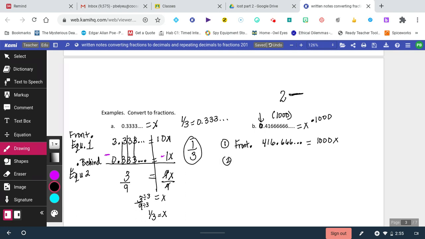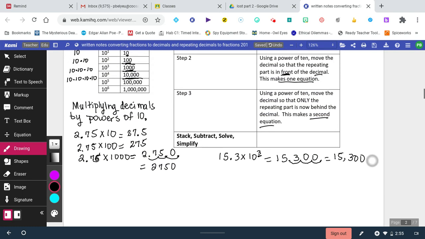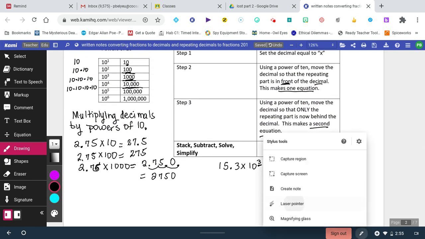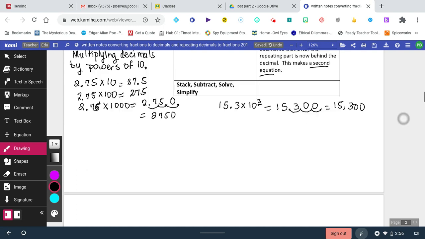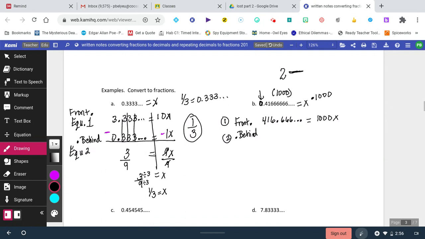Equation 2, I need to get the repeating part behind the decimal. And somebody's going to say, well, Miss Blue, the repeating part's already behind the decimal. Okay, now go back up here. What's the key word? You want to use the power of 10 so that you move the decimal so that only the repeating part is behind the decimal. So if I go back here, yeah, I see my decimal right here, but what's behind there?